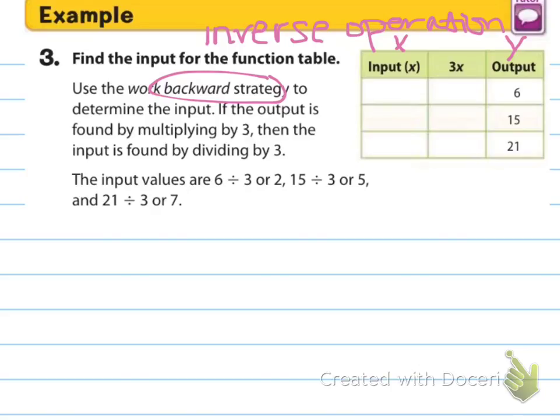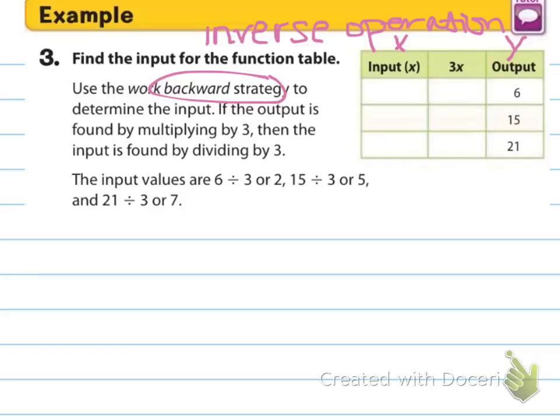Alright, you're going to do example number 3. I just wrote a couple little notes on here. Remember that when it says use the work backwards strategy, they're talking about the inverse operations, how to undo another operation to determine the input, and if the output is found by multiplying by 3, then the input is found by dividing by 3. Inverse operations, multiply, that means divide. So they're giving you the output values, they're giving you the relationship between X and Y, and you just have to plug it in.